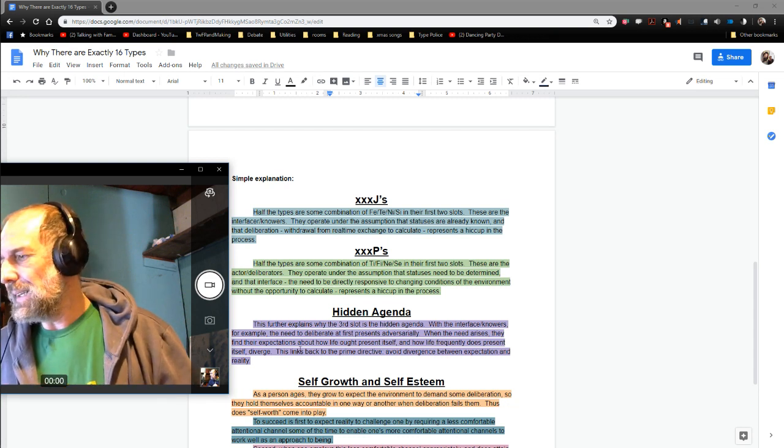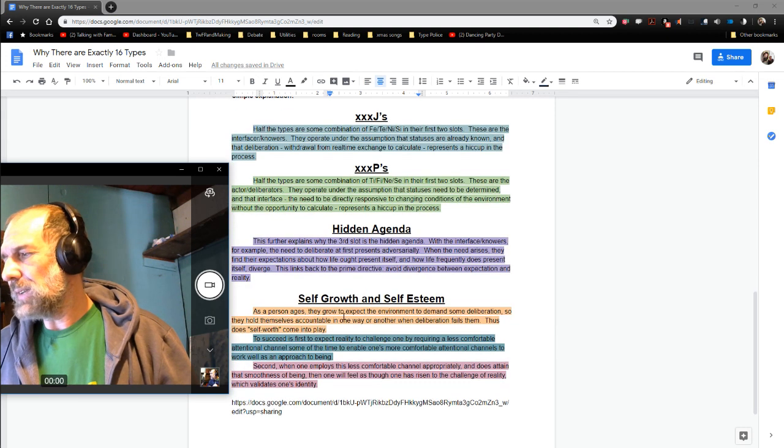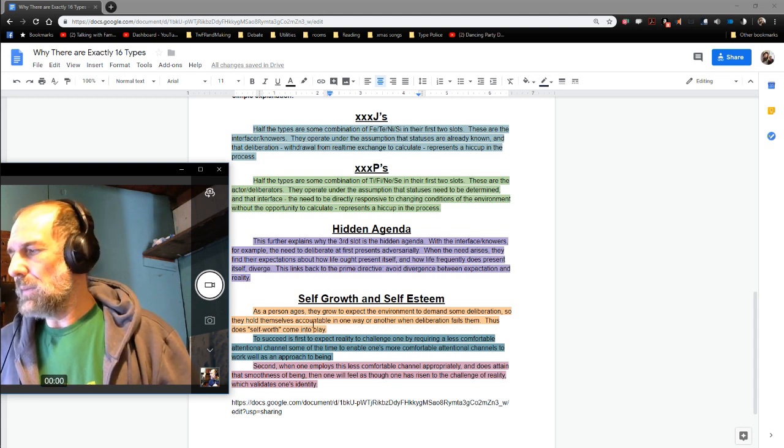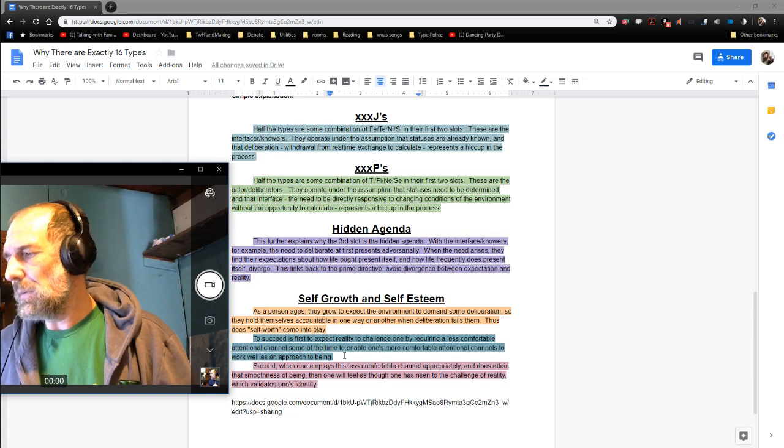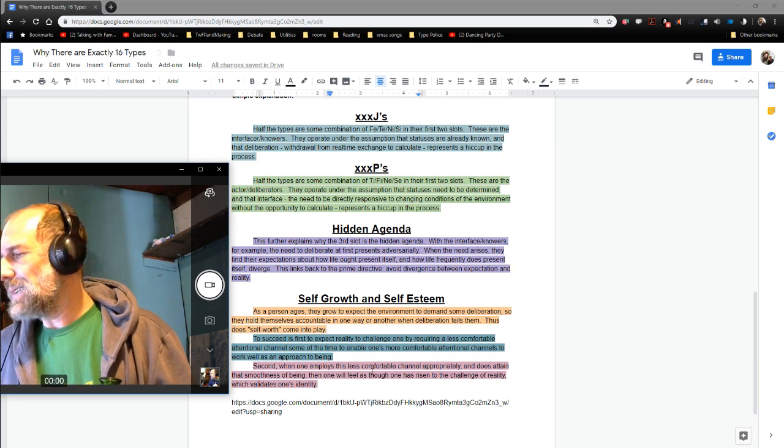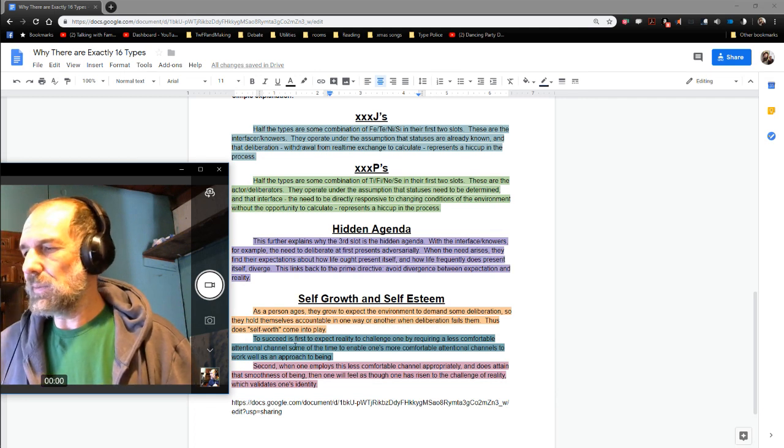So why is this then the hidden agenda? Well, because as a person ages, they grow to expect the environment to demand some deliberation, so they hold themselves accountable in one way or another when deliberation fails them. Thus does self-worth come into play. To succeed is first to expect reality to challenge one by requiring a less comfortable attentional channel some of the time to enable one's more comfortable attentional channels to work well as an approach to being. Second, when one employs this less comfortable channel appropriately and does attain that smoothness of being, then one will feel as though one has risen to the challenge of reality, which validates one's identity.